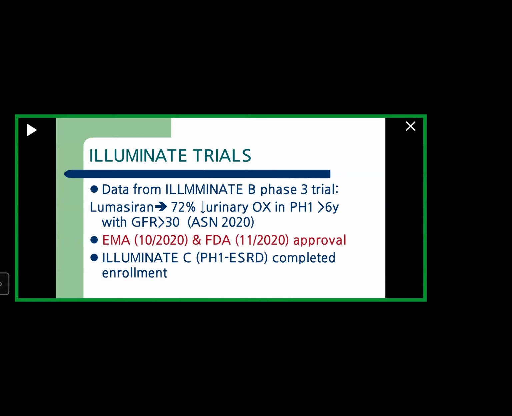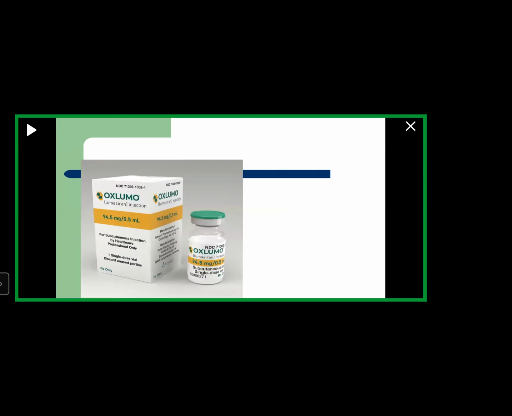And the ILLUMINATE-C trial is currently testing the use of lumasiran in those with end-stage kidney disease, obviously not with the goal of reversing the end-stage kidney disease, but with the possible goal of reducing oxalate synthesis, oxalate tissue load, and the subsequent need for liver transplantation. And this is the drug. This is lumasiran.